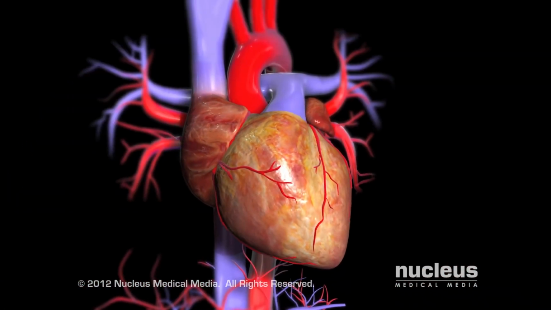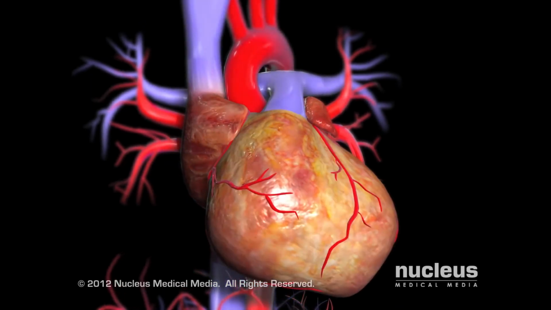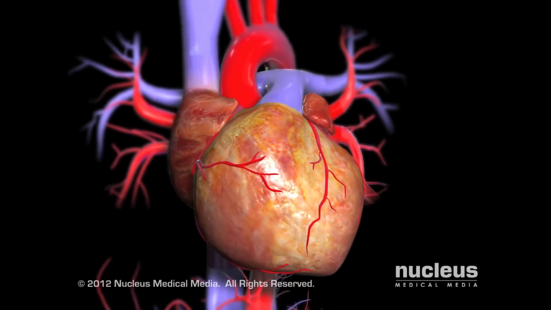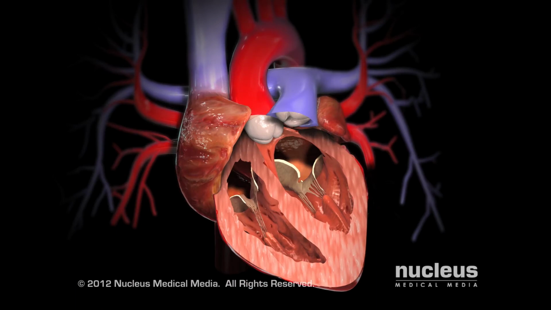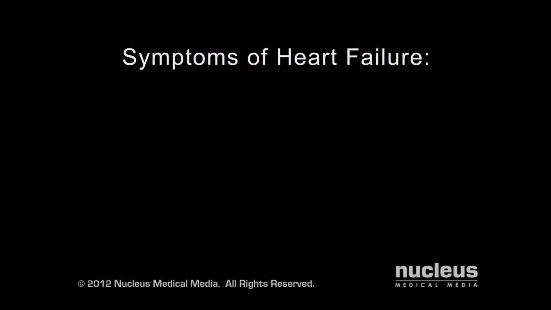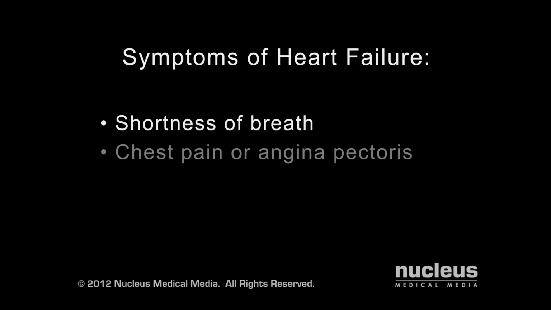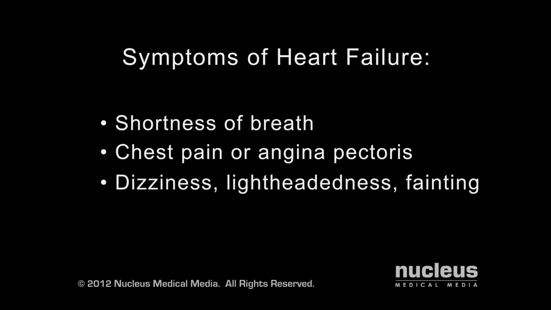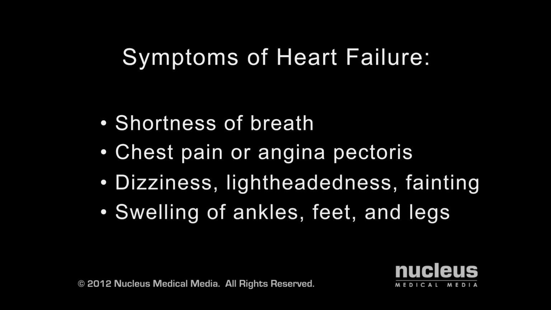After a period of time, a faulty aortic valve can cause the heart muscles to become enlarged and weakened. Depending on the nature of the valve's defect, the walls of the left ventricle may become abnormally thick or thin, and the problem can eventually affect the right side of the heart as well. Patients with this condition, known as heart failure, may experience shortness of breath, chest pain or angina pectoris, dizziness, lightheadedness, and/or fainting, swelling of the ankles, feet, and legs, and fatigue.